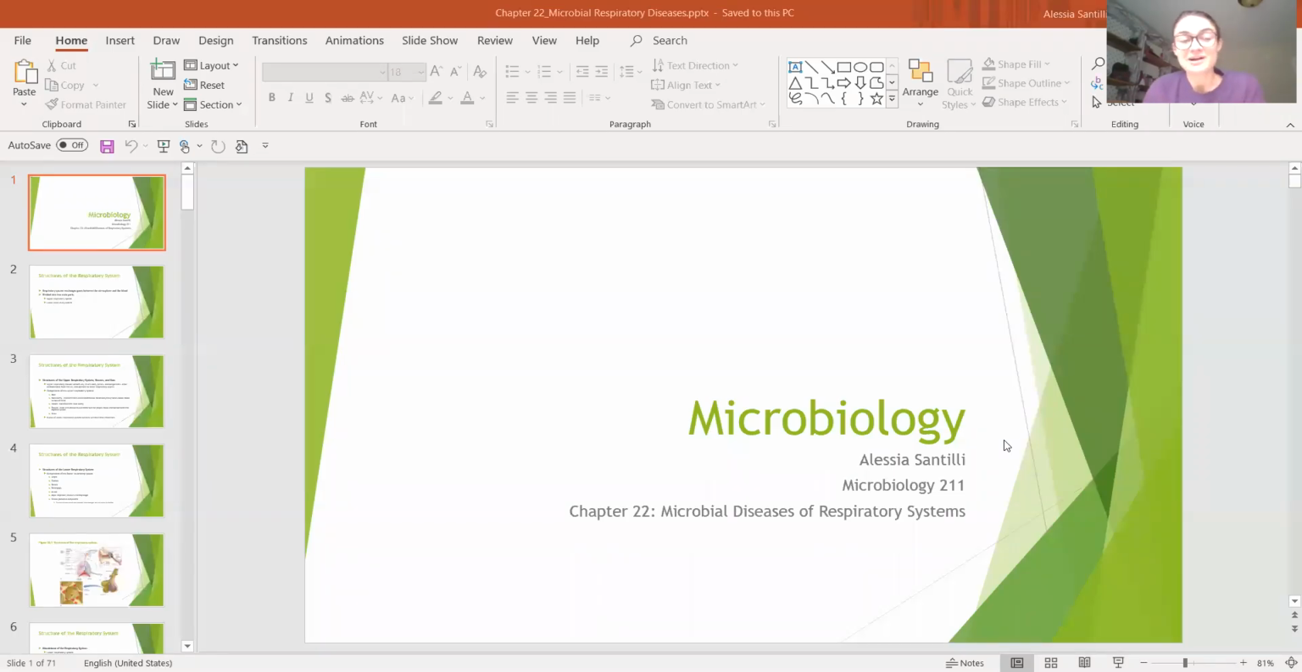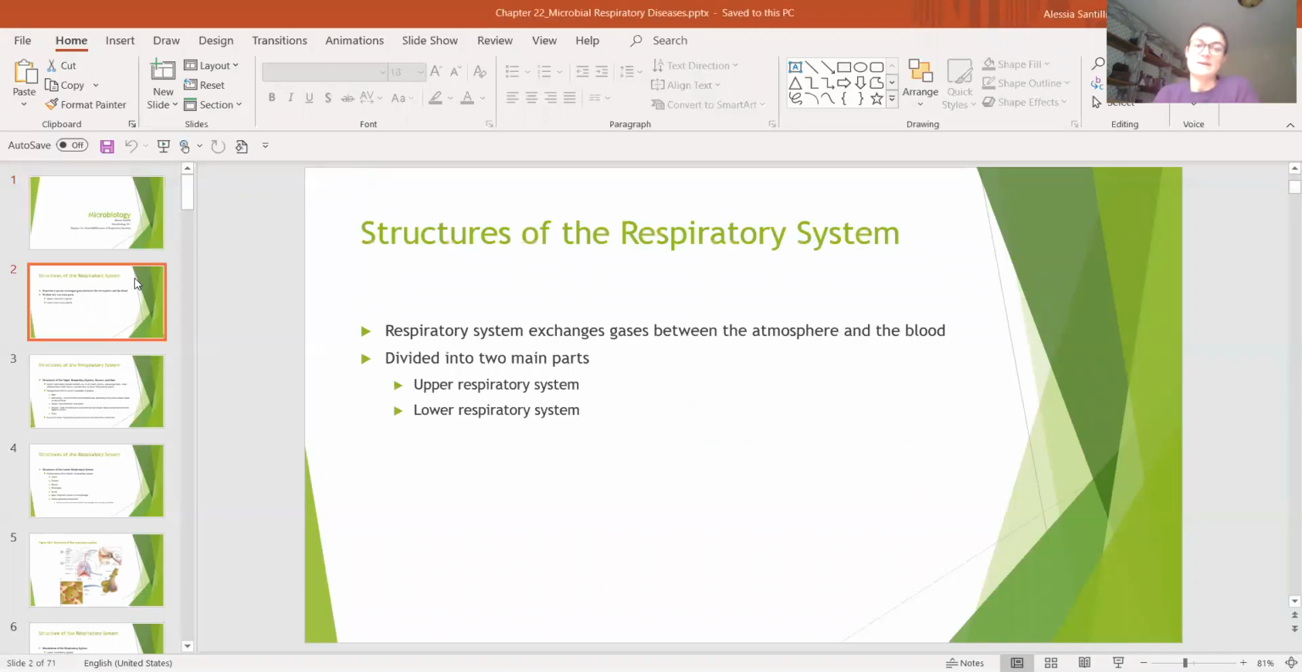Hey guys, and welcome to chapter 22, a new chapter, new unit. Chapter 22 is going to go over the respiratory system diseases, which is a lot. Okay, so first off, let's talk about the structure of the respiratory system.